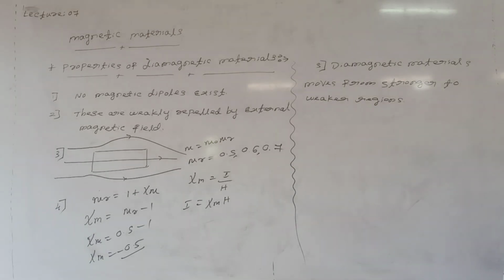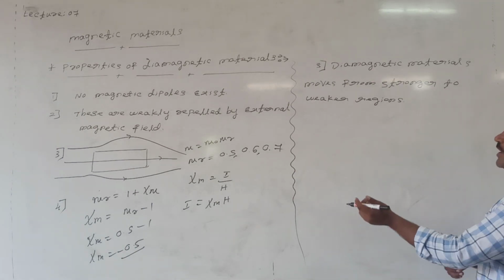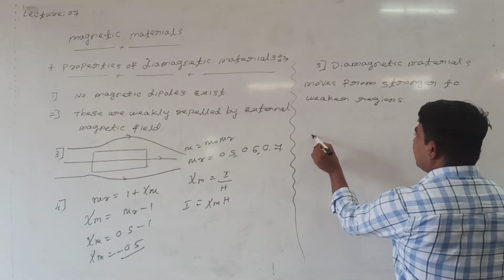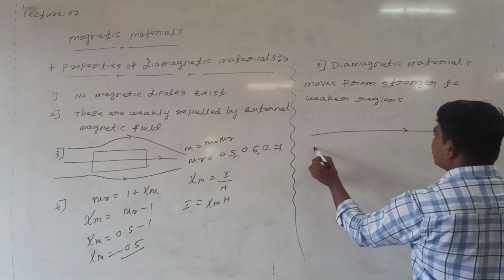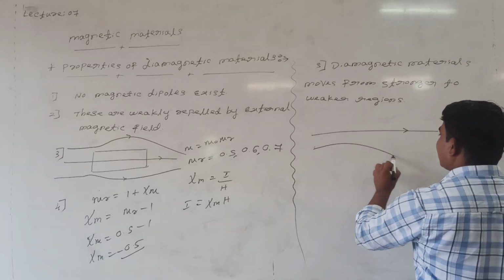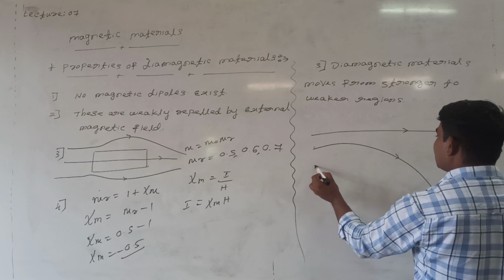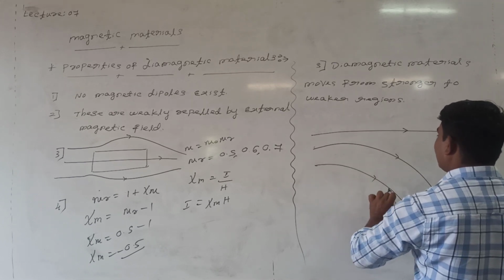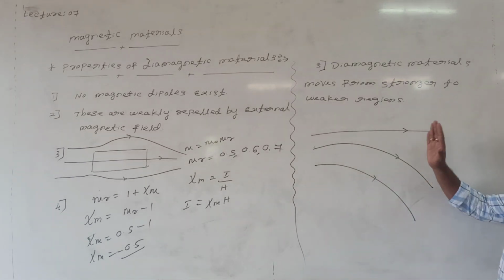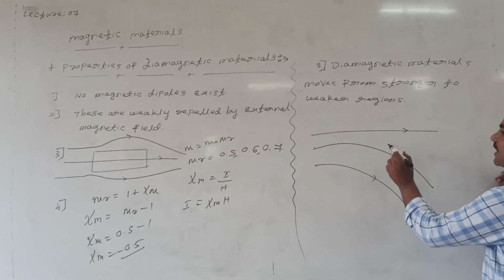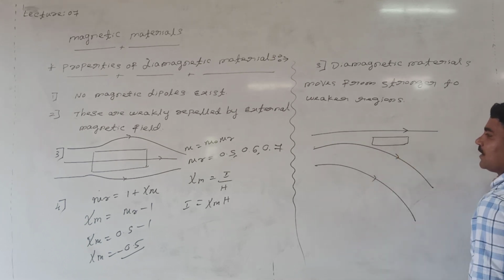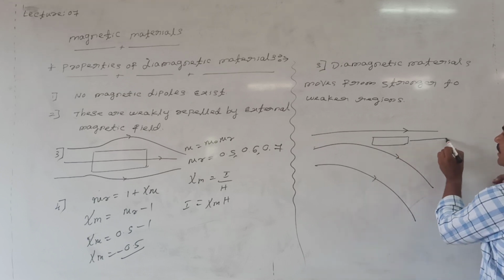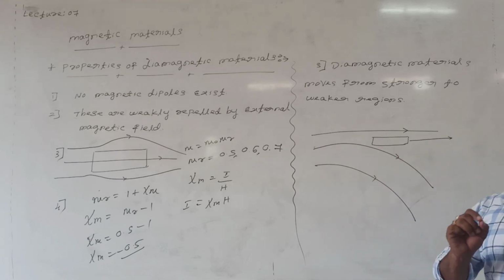See here, the reason is how a non-uniform magnetic field can be represented. Look at me. So this I can call non-uniform magnetic field lines. Are you following? In this non-uniform magnetic field, I want to place a diamagnetic material. How does it move? It moves from stronger region to weaker region because they repel.